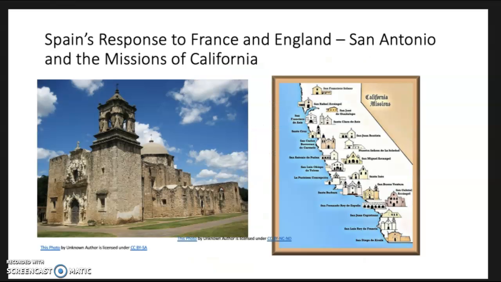Spain's response to France and England, San Antonio and the missions of California. Spain was threatened by the advances and claims that both France and England had made in North America. Spain built San Antonio in present-day Texas in response to the French settlement at New Orleans. Spain built the missions in California in response to Sir Francis Drake's voyage up the coast of California for England, and in response to Russia's holdings in the Pacific Northwest and Northern California.